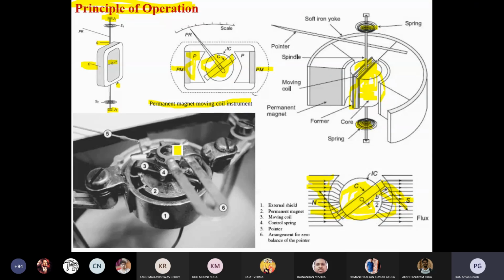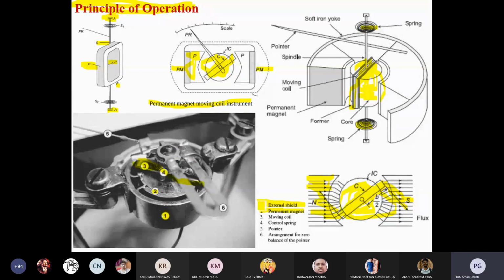Inside of the permanent magnet, your pointer and your moving coil will be situated. Then 3 is your moving coil. Here you can see it's your moving coil. Then 4 is the moving coil spring. Here you can see the spring. That is your spring, the moving coil spring.